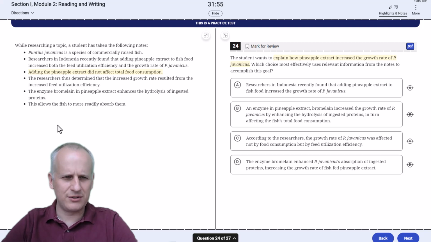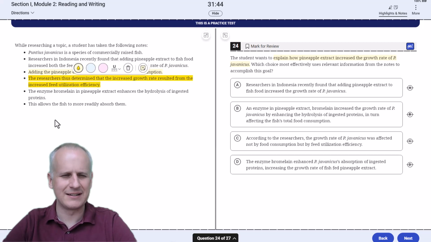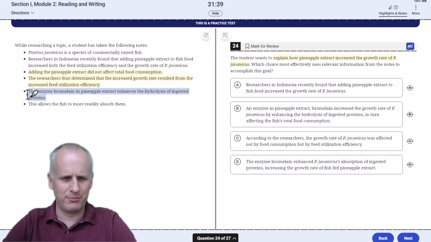Then the next bullet, the researchers thus determined that the increased growth rate resulted from the increased feed utilization efficiency. And so that again is related to what did happen with the pineapple extract. And then most importantly, in the final bullets, we've got the enzyme bromelain in pineapple extract enhances the hydrolysis of ingested proteins. We can change the color if we want to emphasize that a little bit more. And that tells us that the final bullet says this allows the fish to more readily absorb them. And the two pink highlights are certainly the most important ones.